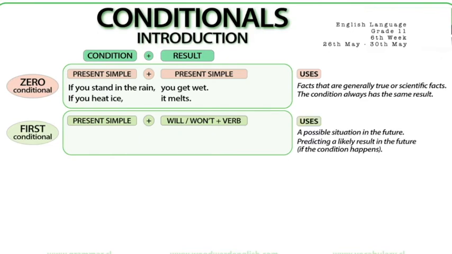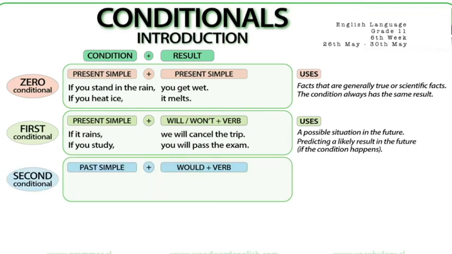The second conditional. This involves the past simple plus would plus the verb. This is used for hypothetical or unlikely situations. Also for unreal or improbable situations now or in the future. For example, if I won the lottery, I would travel a lot. It is unlikely that I will win the lottery, but in this hypothetical situation, this is what I would do.